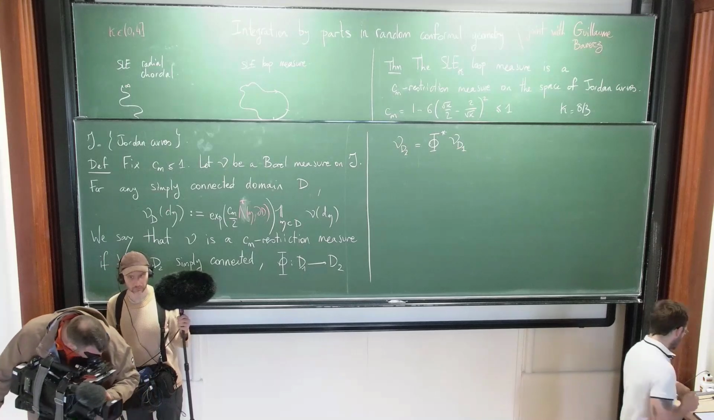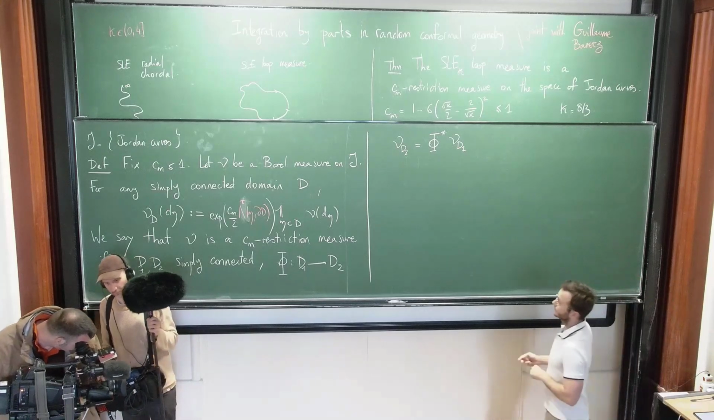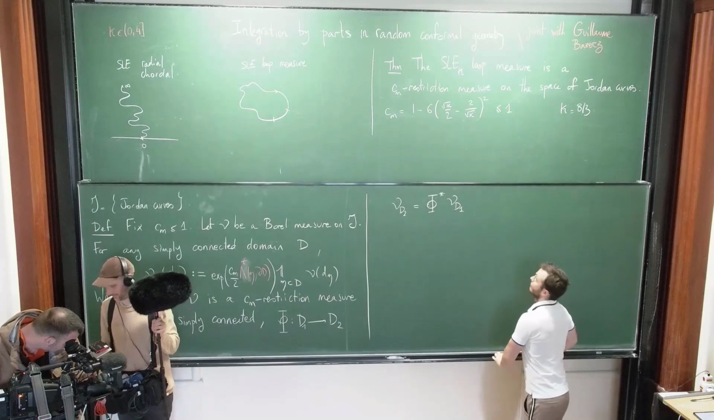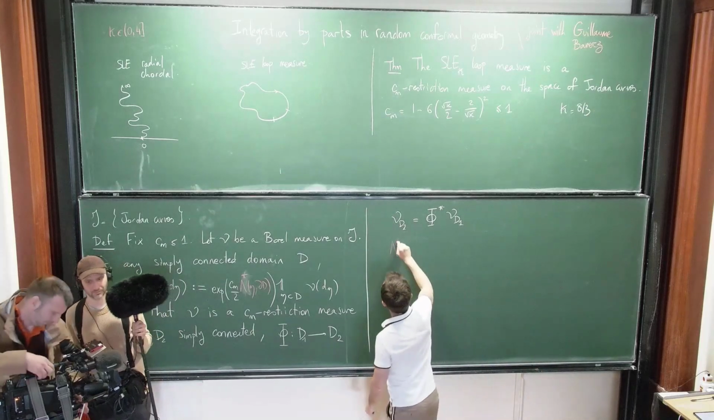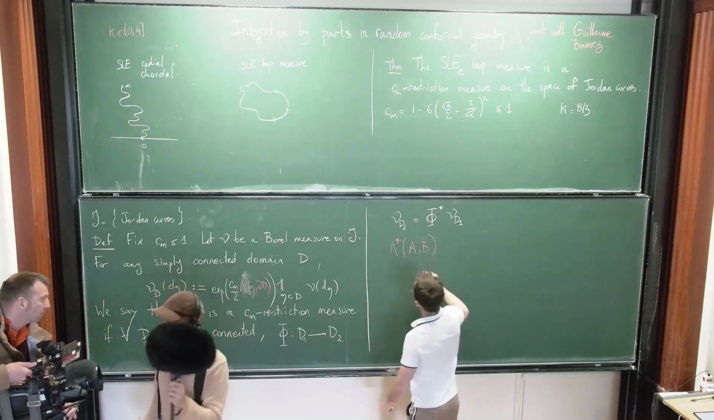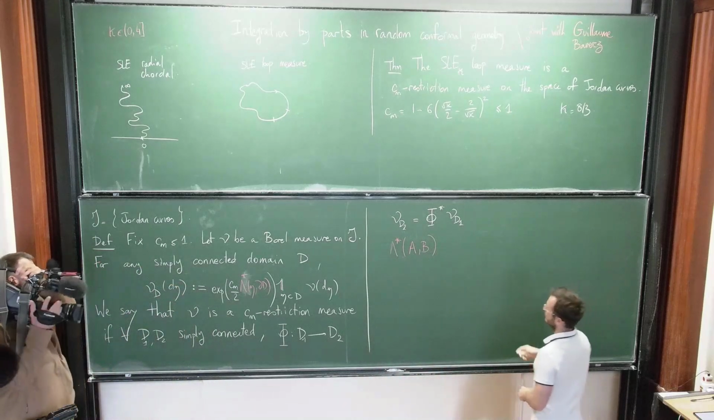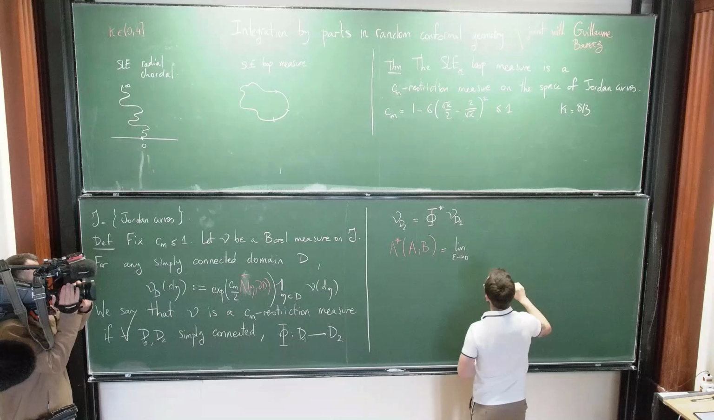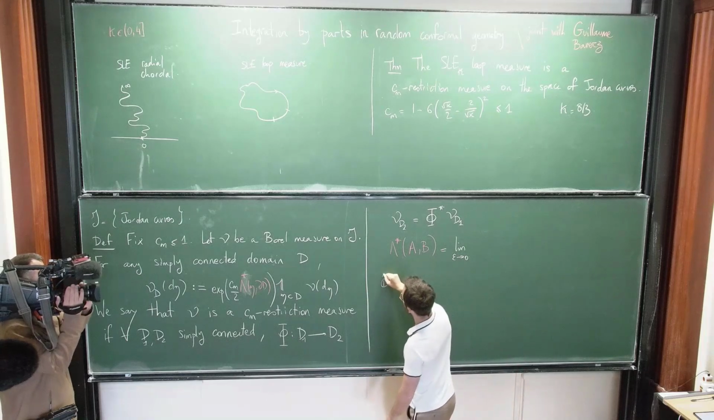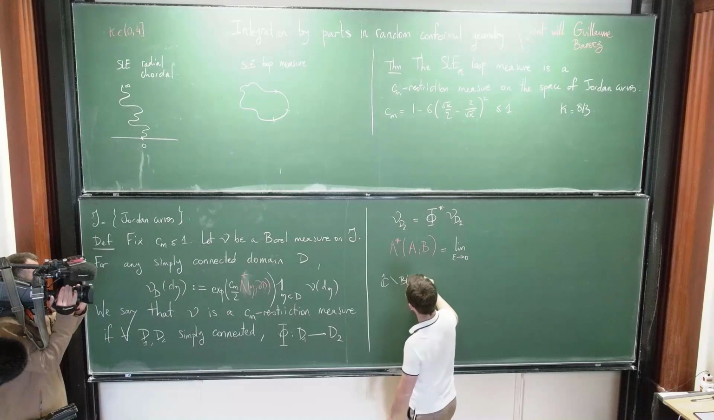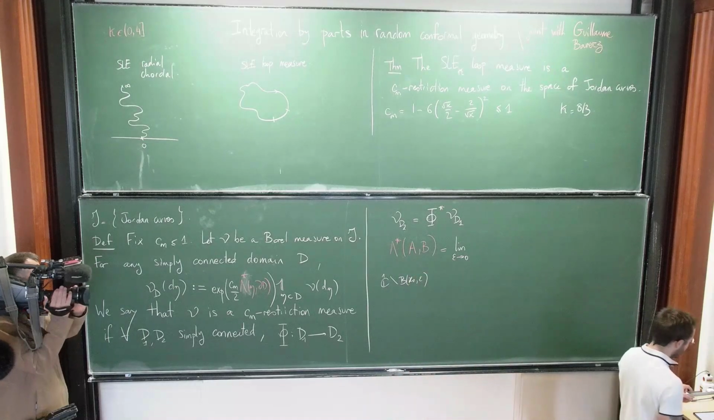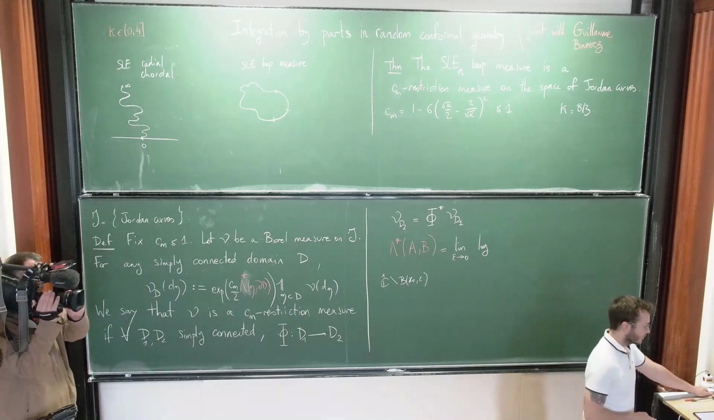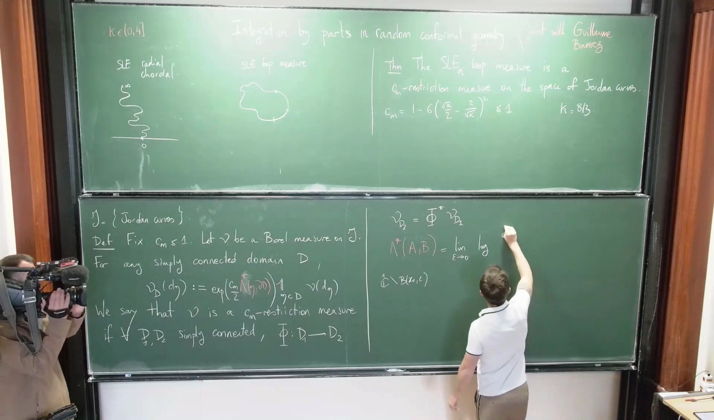Now I need to tell you what this lambda star is. If I have two sets A and B in my domain, lambda star of A, B is given by a formula. I'm not sure this is extremely useful, but basically you take your Riemann sphere and remove somewhere a little ball of radius epsilon, and it will be the log of the ratio of zeta-regularized determinants of the Laplacian.